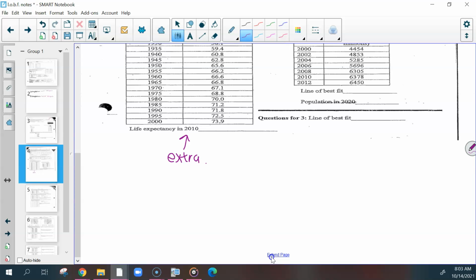If it had said something like 1994, that would be interpolating, sorry. Or any of the numbers, any of the years in between, that would be interpolating. But anything not in our data is extrapolating. Do we have any questions on those two words?